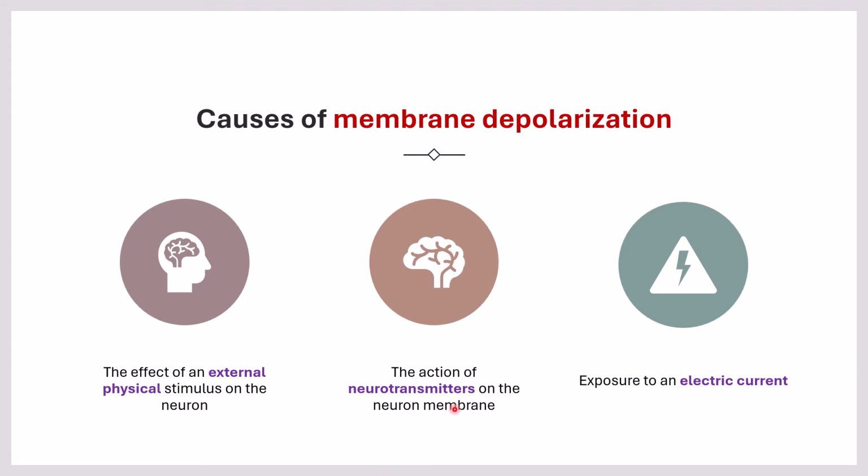Also, the second cause of membrane depolarization is the chemical signal. So there are little messengers called neurotransmitters that knock on the neuron's door and say, wake up, we've got work to do. So the action of neurotransmitters on the neuron membrane can cause membrane depolarization. And another way of causing membrane depolarization is exposure to an electric current. So an electric shock or signal can force the neuron to take action. So in short, a neuron starts working because of something physical, chemical, or electrical.